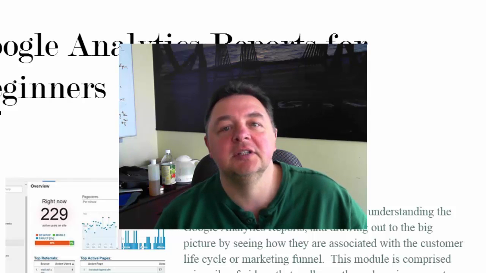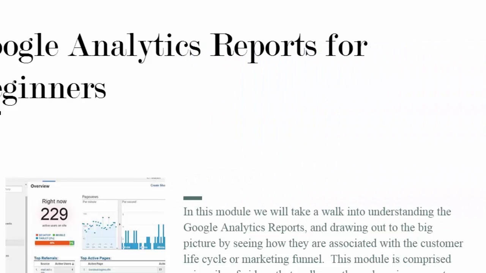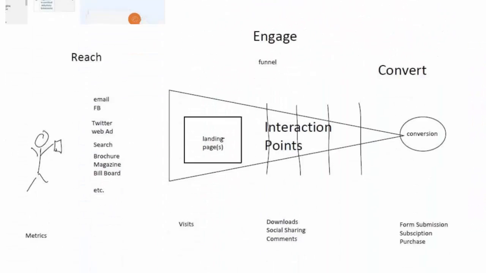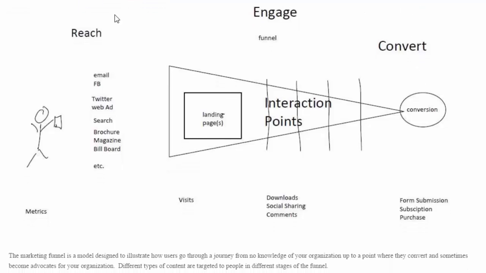Today we're going to continue the series of videos that I'm calling Google Analytics Reports for Beginners. In this series, we're looking at the customer relationship cycle, or the marketing or sales funnel. In both, you're looking at how an individual goes from not being aware of your brand to the point where you've reached them and start interacting with them. You go through a series of touch points where you're engaging with the individual with the goal of trying to convert them, or a conversion point.